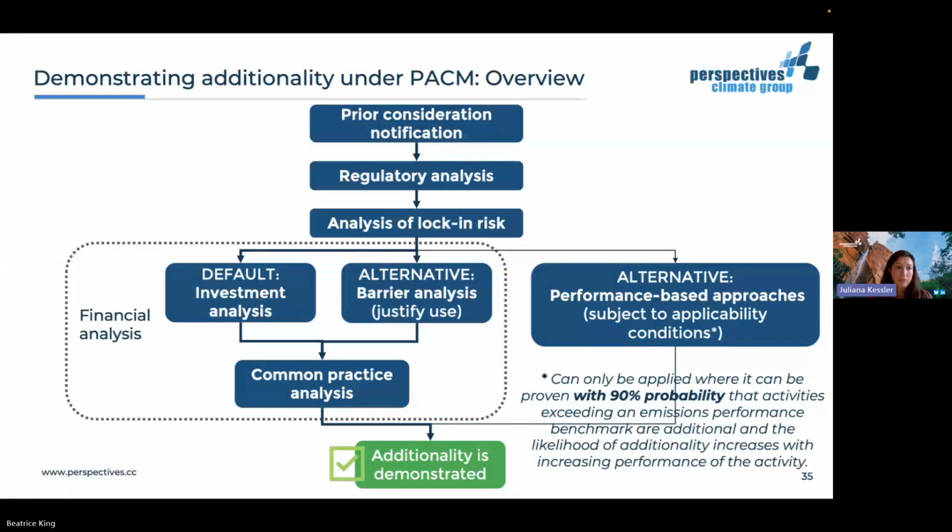And that applicability condition, for example, says that this can only be applied where it can be proven with 90% probability that the activities exceed an emissions performance benchmark. So you need to watch out that you really meet those applicability conditions. And if you follow the flow that is shown here on the slide, and if all these tests are successfully done, then the activity would be considered additional. So diving even a little bit deeper into the specific requirements for these tests on the next slide.